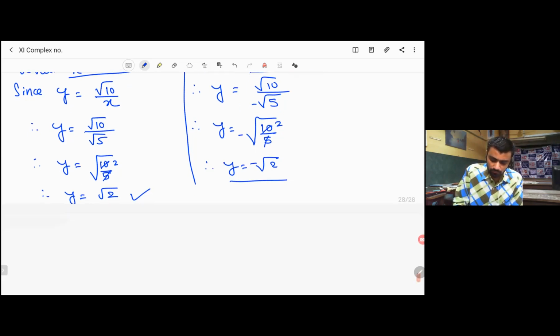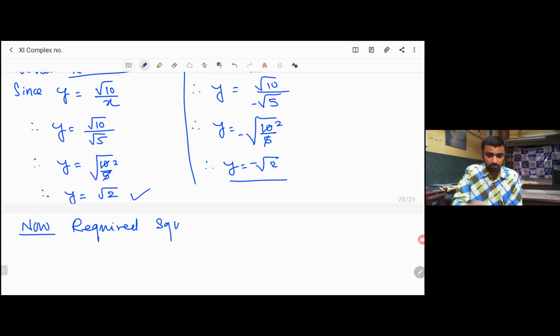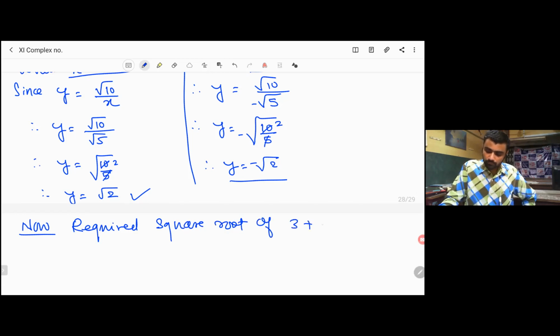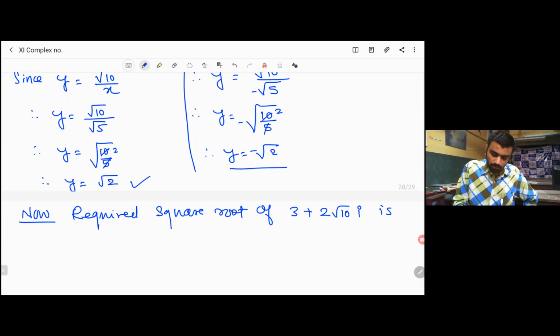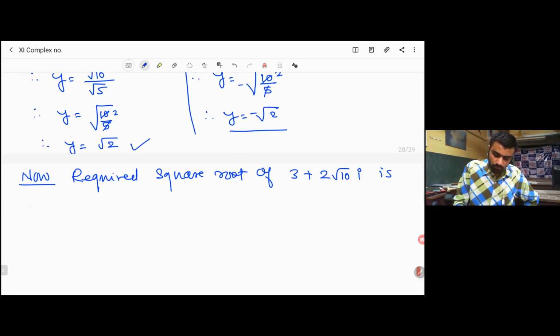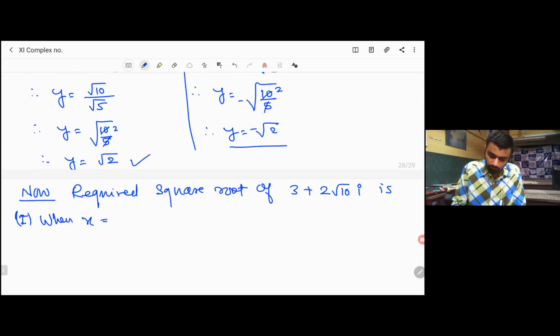Now required square root of, क्या था हमारा क्वेश्चन? बेसिकली हमने किसका स्क्वायर रूट ढूंढना शुरू किया था? क्वेश्चन देख लो, 3 + 2√10i. So first case, when x is equal to, what is the value for x? √5 and y is equal to √2.